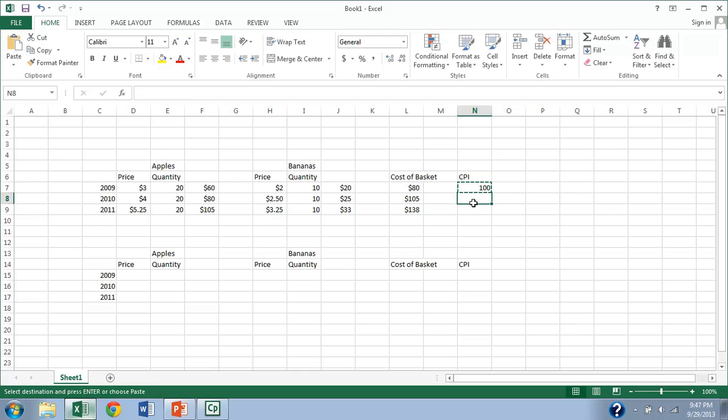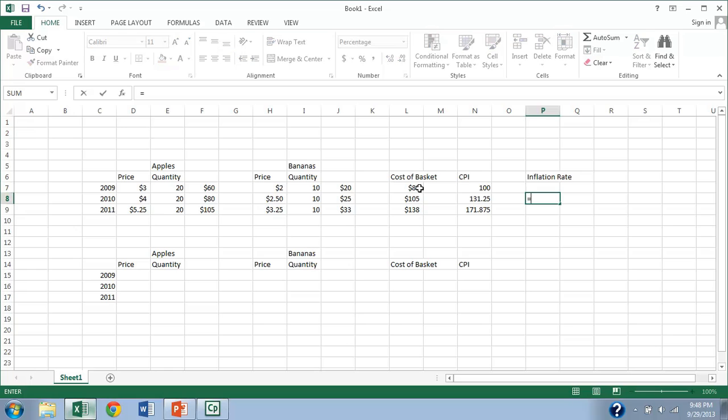And I'm going to copy this down here and paste it. And let's just double check that it did what I wanted. Yes, it did. It's doing 100 times this cell over that cell, and that's exactly what I want. And here, it's doing the same thing, this cell over that cell. Okay, so our CPI has gone from 100 to 131.25 to 171.875.